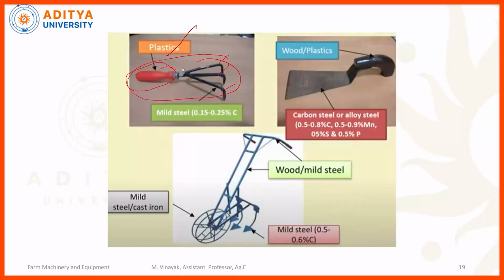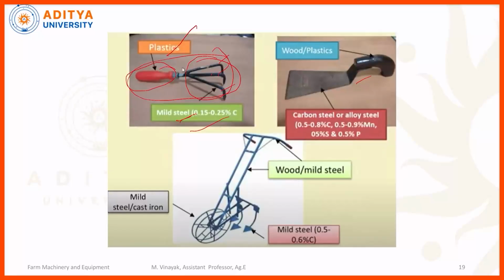The handle is made up of plastic, and these three blades are made up of mild steel. So again the mild steel is involved. Why? Because this entire tool interacts with the soil as well as water. For that purpose, most soil interacting tools are made up of mild steel only. So next one is a wood.